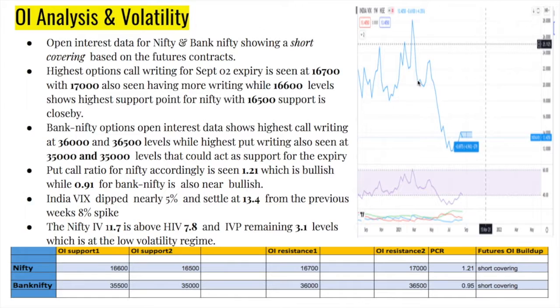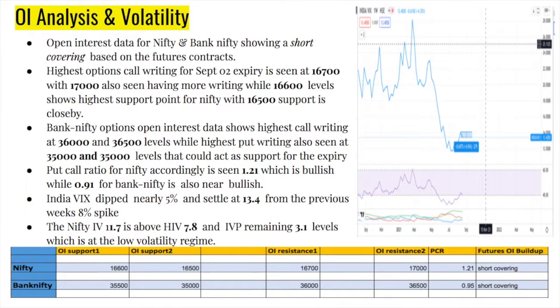Now the VIX, we can see the VIX has fallen slightly, near 4% last week, right? Now open interest data, if you see open interest data on the Nifty and the Bank Nifty in the futures, it is showing that it is short covering. Short covering means what?